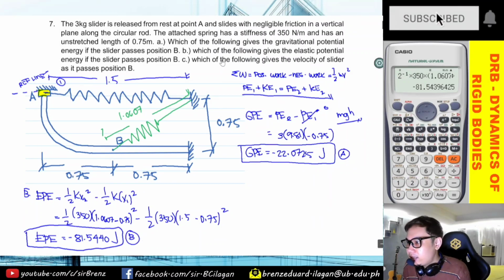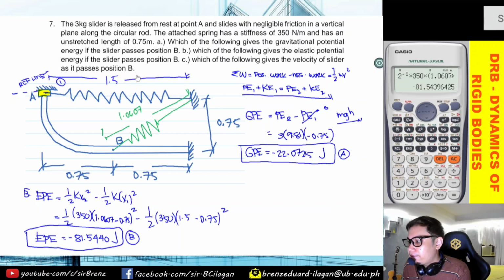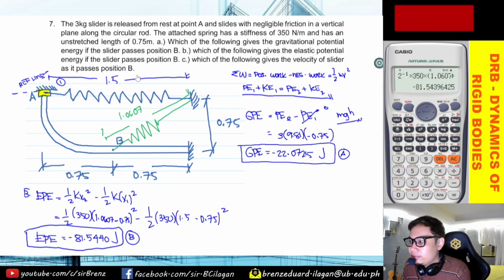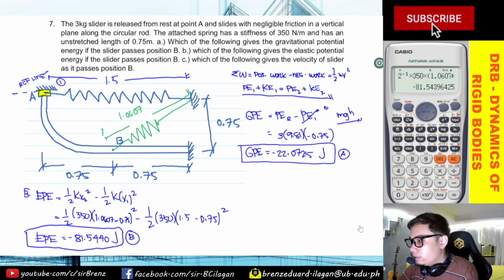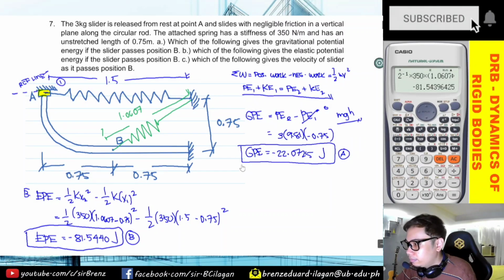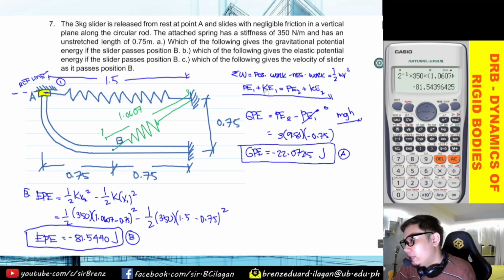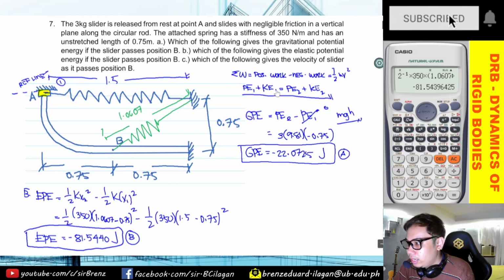Okay? And last, which of the following gives the velocity of the slider as it passes position B? So, paano naman makukuha yung velocity sa position B na yan? Again, ito lang ang gagamitin natin, or that will be, if you're going to consider the answer we computed for letter A. Again, ito lang siya. PE1 plus KE1 minus PE2 minus KE2. So, ang nangyari kasi dito, PE2 minus, transpose siya dito. So, yung kinetic energy, yung wala.